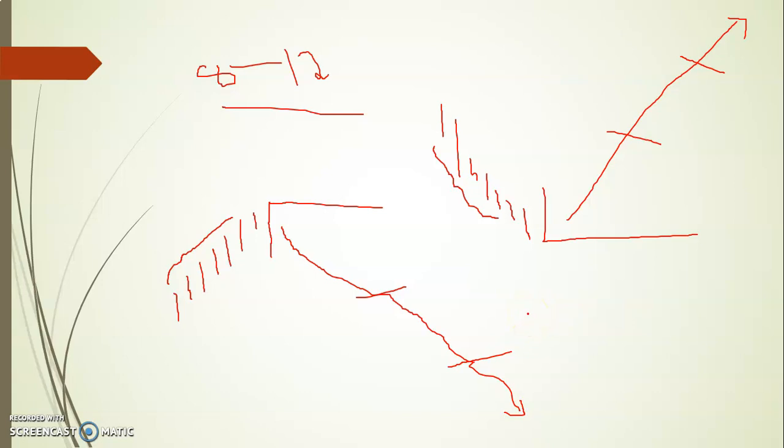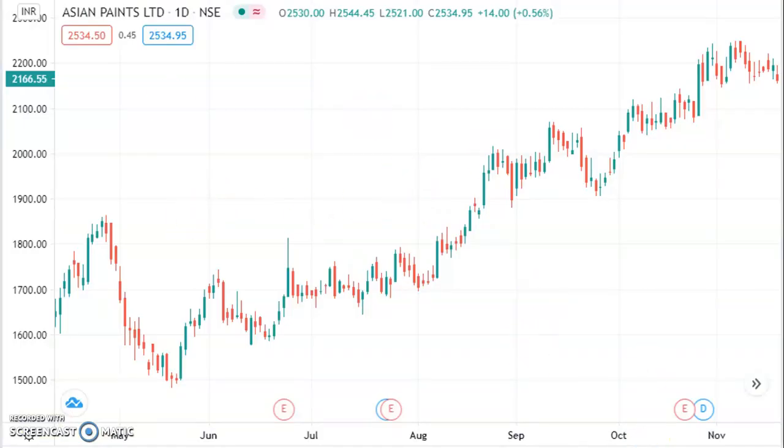We'll see the strategy with examples. See here, it makes lower lows: 1, 2, 3, 4, 5. Ignore this because this is not a lower low. 6, ignore this and this. 7, then 8, 9 and 10, and see the breakout candle.